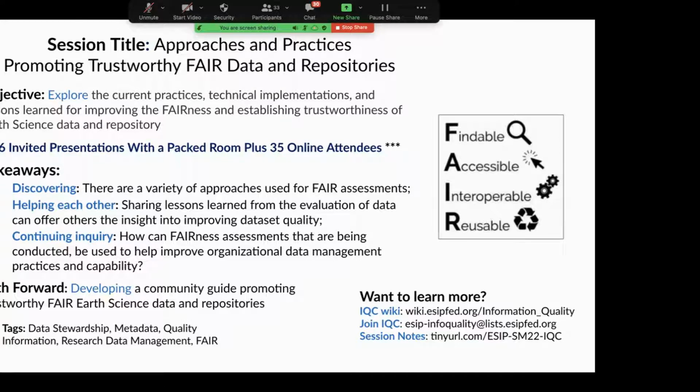So if you're interested in this topic or would like to learn more, we have an IQC wiki page, and you can join IQC at the website. And we do have additional information in the session notes, including links to the presentations.